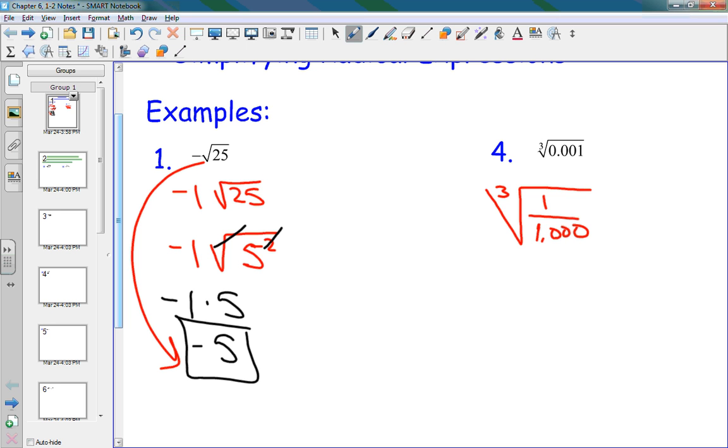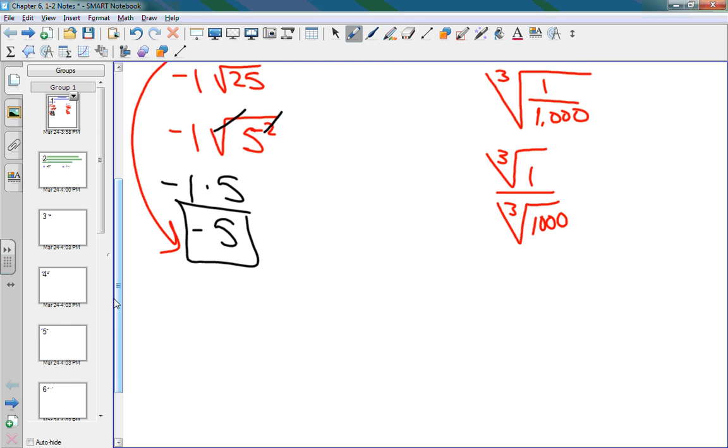And with a fraction, we have the numerator, which is the top, and the denominator, which is the bottom. And what we're going to do is divorce these. We're going to make this the cube root of 1 over the cube root of 1,000. Do we see that? Now, what number multiplied by itself 3 times is 1? 1. What number multiplied by itself 3 times is going to be 1,000? So what this means is I'm going to have 1 cubed is 1, and 10 cubed is 1,000.